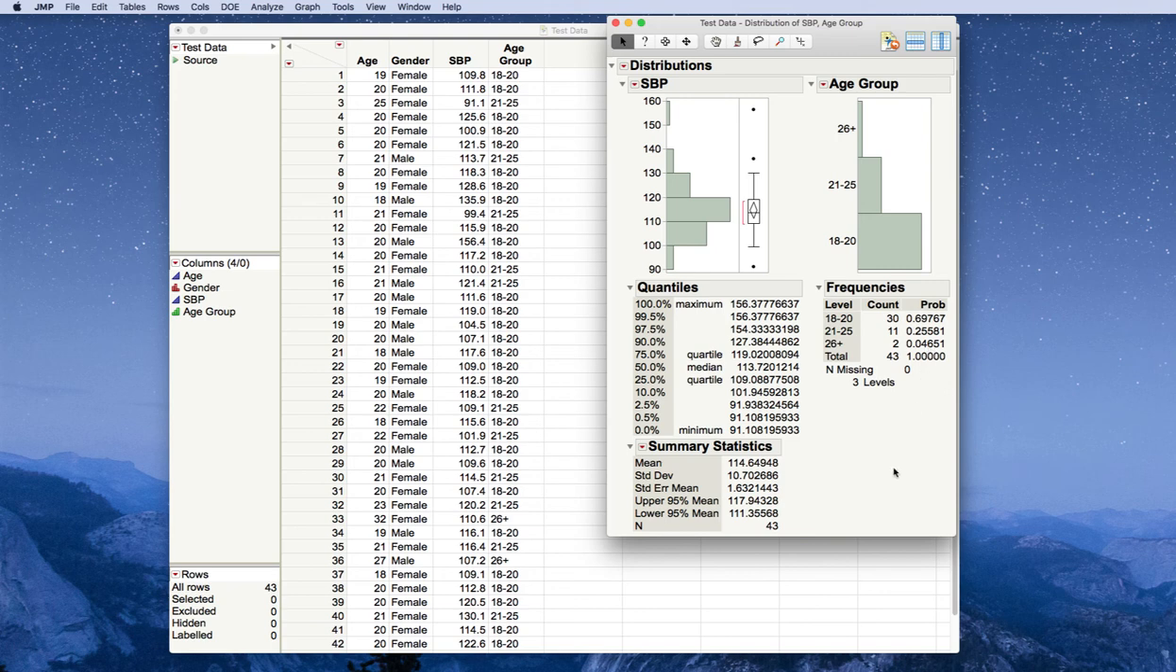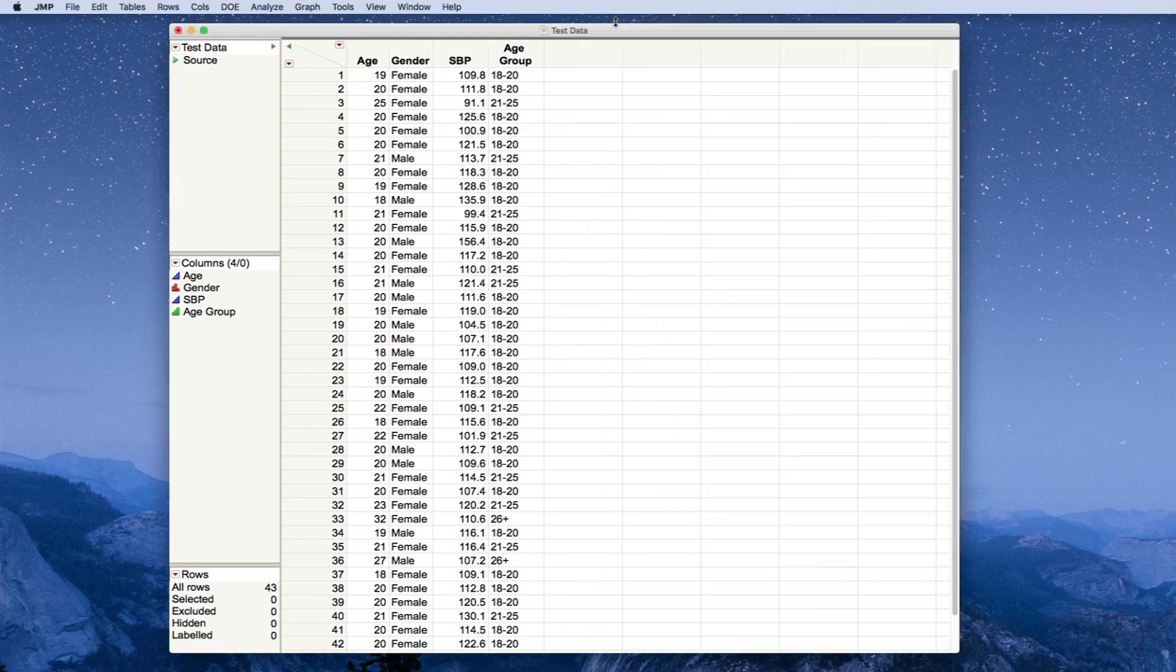You would not compute a mean value from age group. You would only compute a mean value from the actual age in years. So this is how you do distributions in JMP. It is fairly straightforward. Some things to keep in mind. We can see here that we have 43 rows. Down here in the rows menu, we have 43 rows.